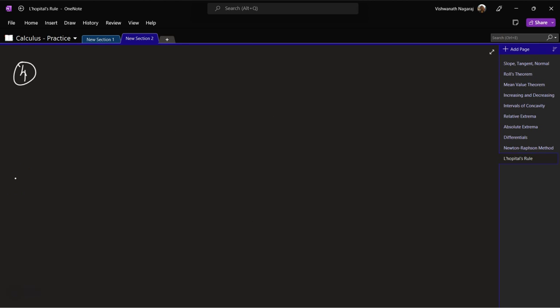Okay, fourth one, the limit as x approaches infinity of 2x by e to the power of x.